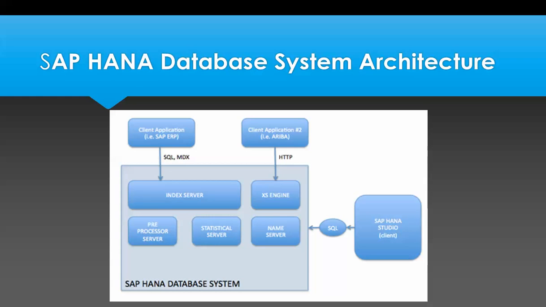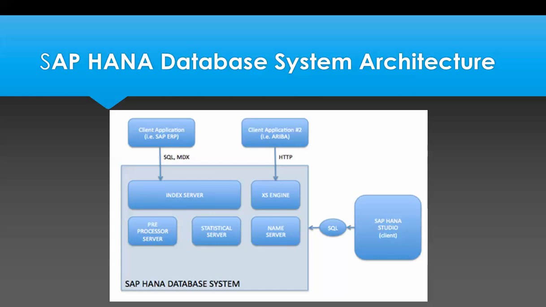You can see on your screen the various services of SAP HANA database. In this, the index server is the most important component of all the servers. Other servers are name server, preprocessor server, statistical server, and access engine.